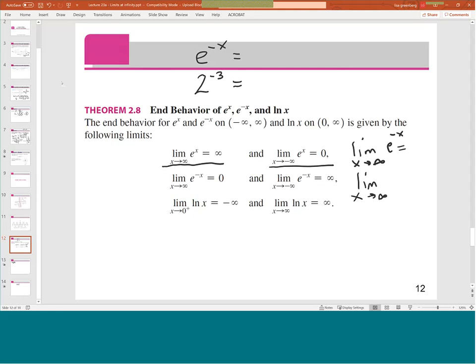Anybody? Come on, I have a whole class. Somebody's got to know. Isn't that 1 over 2 to the third? Yeah, it's 1 over 2 to the third, right? It puts it into the denominator, so this would be 1 over e to the x, wouldn't it? So this is 1 over e to the x. And now, as x approaches positive infinity, what's happening? It's 1 over a very large number, which is 0. Yep. That's why that's that way. Okay, makes sense?